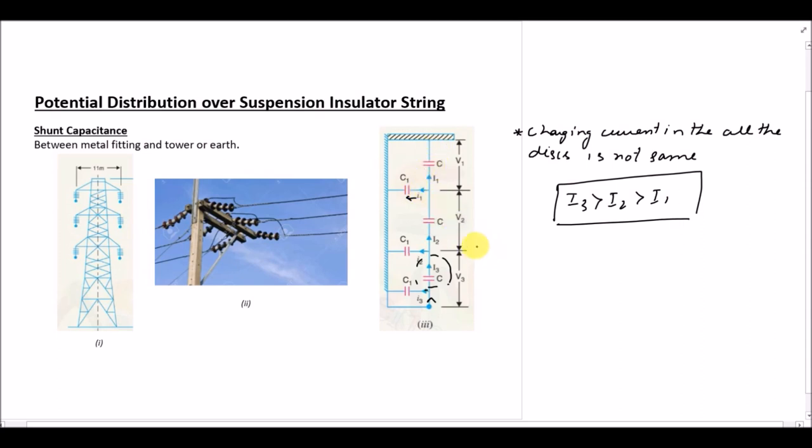So if the current through all the capacitances is different, then V disc, which in the previous case was V by 3, is in this case different. We have three different voltages V1, V2 and V3, because the current is not the same across all the insulator discs. So that was just a brief explanation of potential distribution over the suspension insulator string.